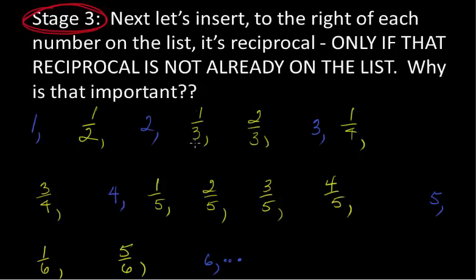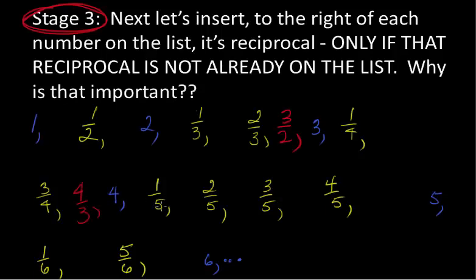The reciprocal of 3 I have. The reciprocal of 2/3 is 3/2. It's not on the list. The reciprocal of 3 is 1/3, which I already have. If I were to put 1/3 here, it would be on the list twice. So 1/3 would correspond to two different natural numbers, two different positions on the list. The correspondence would not be 1-to-1. I don't need 4. 4/3 I'll do.